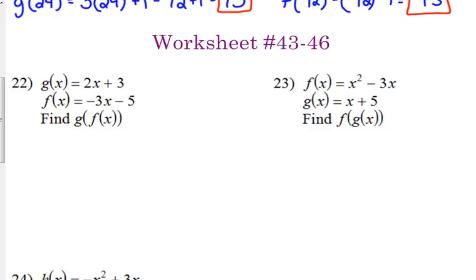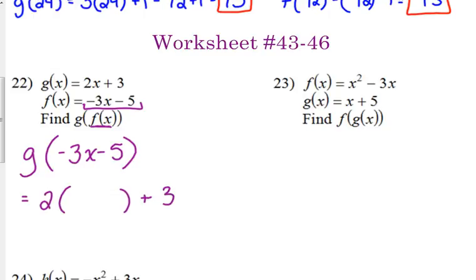So 22. We've got g and f, and it asks us to find g of f of x. What I've already done on your paper is replace f of x with its function. So now we're just looking at g of negative 3x minus 5. I've already got that on your paper. So on the next line, we take the g of x function, put a set of parentheses where we see x, and in those parentheses plug in that function. So write in those parentheses, negative 3x minus 5.